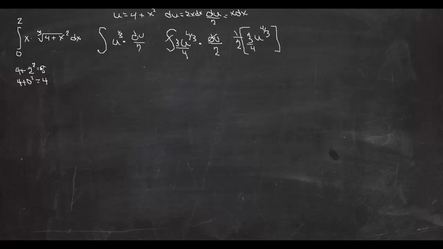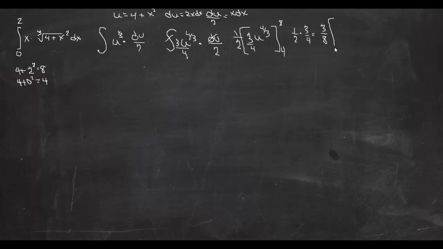We're just going to go ahead and plug in our new limits that we found, which is going to be 8 and 4. And then we're going to put the 8 in minus 4. We're also going to go ahead and pull out this 3/4. It's going to make it easy for us to evaluate. So we're going to do 1/2 times 3/4. That's just going to go ahead and give us 3/8.